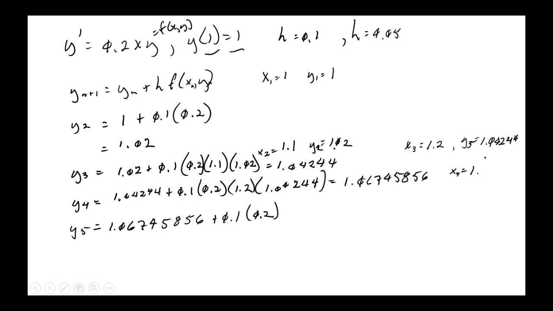1.3. And our y sub 4 is going to be this number back here. Okay? So 0.2 times 1.3 times this number here. Write it down if I can help it. Okay, so add to that, and 0.1 times 0.2 is 0.02. Saves myself some typing.